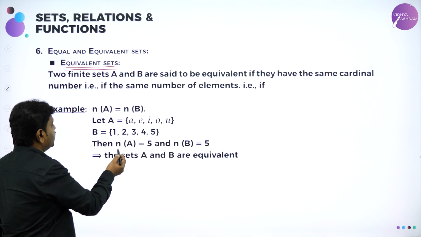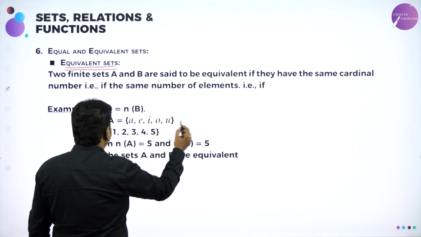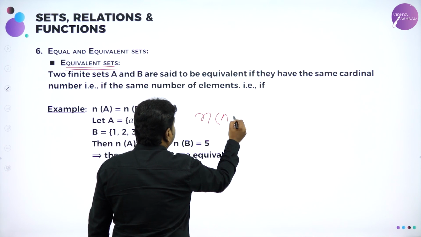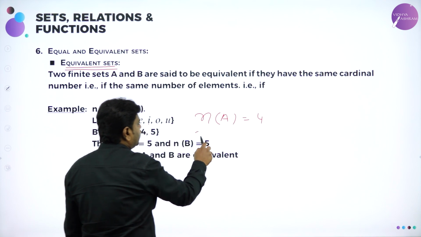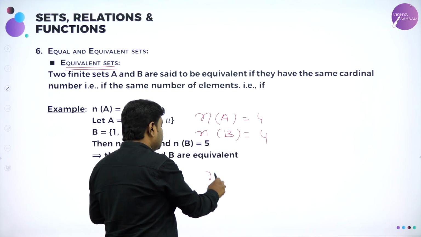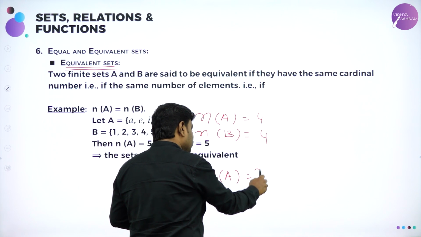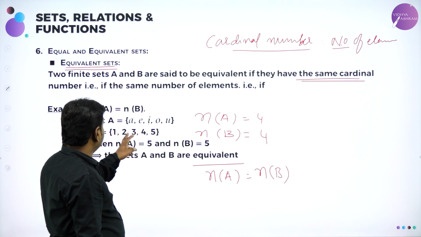For example, set A is a, e, i, o, u, the vowels. There are 5 elements. n of A, if you take, is exactly 5. Now set B, numbers 1, 2, 3, 4, 5. So n of B, the number of elements in set B, is also 5. If the number of elements in A is equal to the number of elements in B, we call these two equivalent sets.